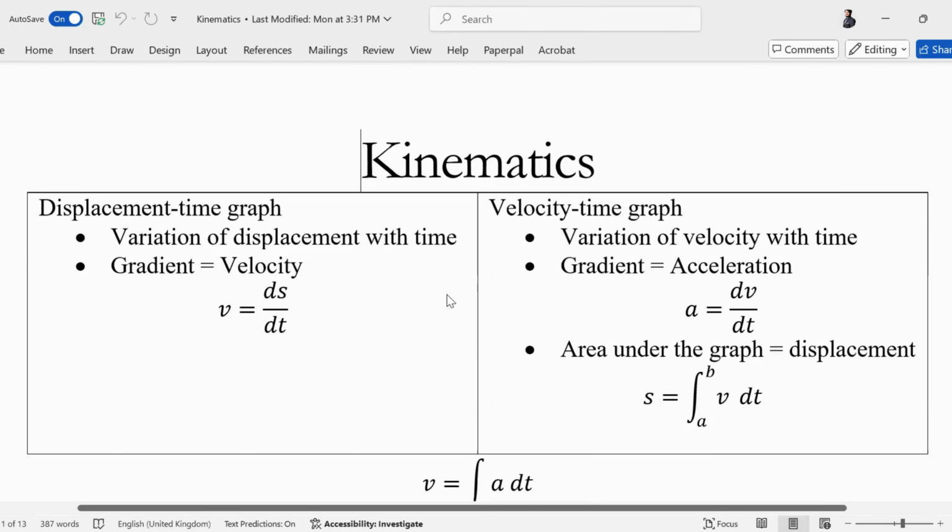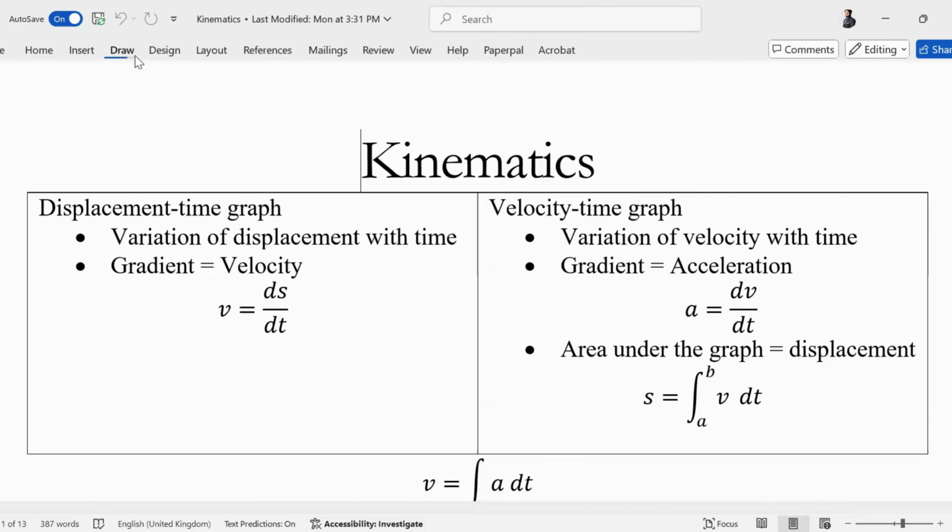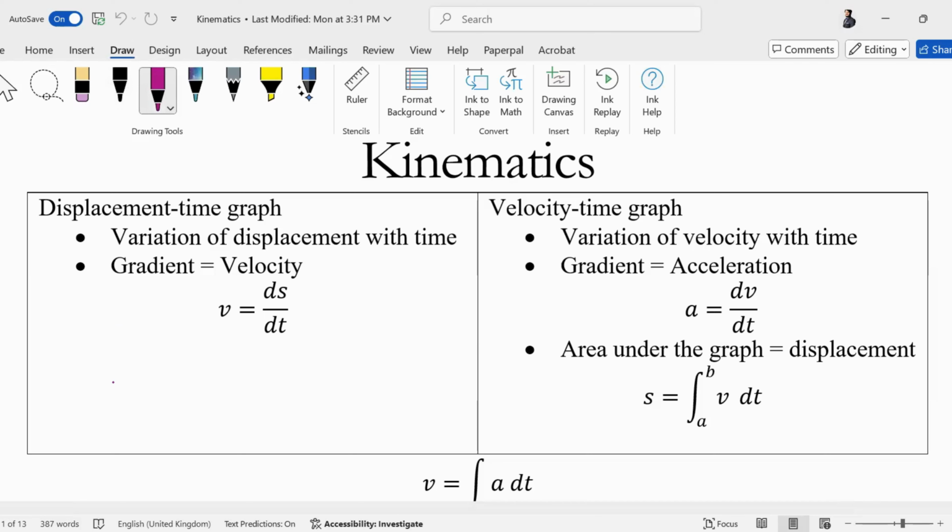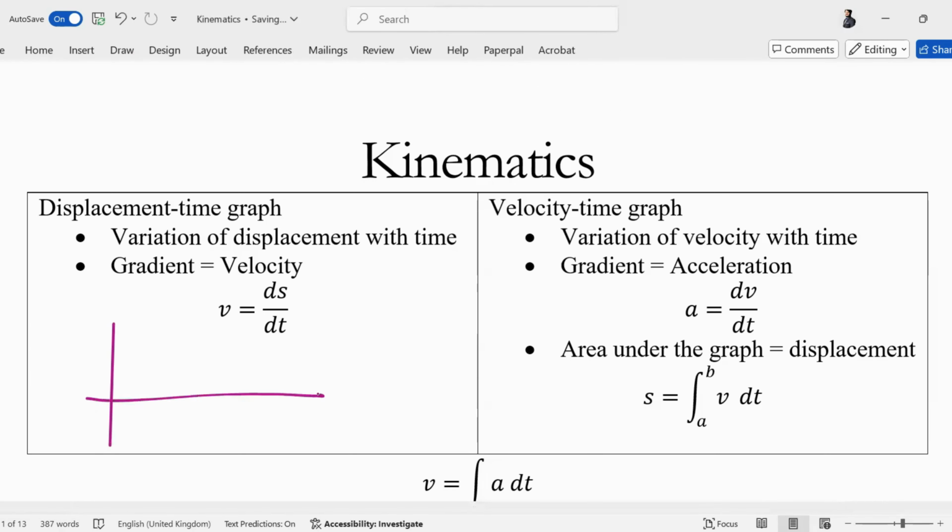सबसे पहले the first thing that we'll have to see in kinematics is the displacement time graph. What is a displacement time graph? When we have displacement, which is represented by s on the vertical axis, and time on the horizontal axis, that is called a displacement time graph.